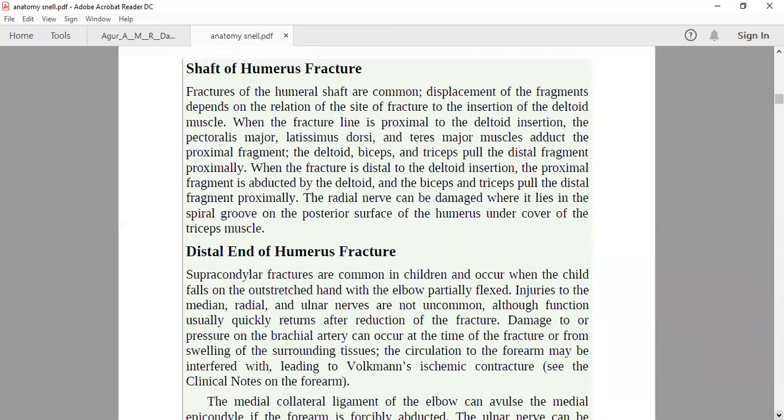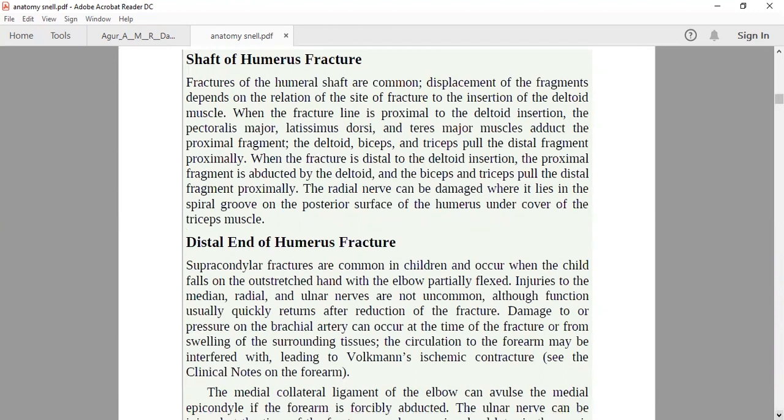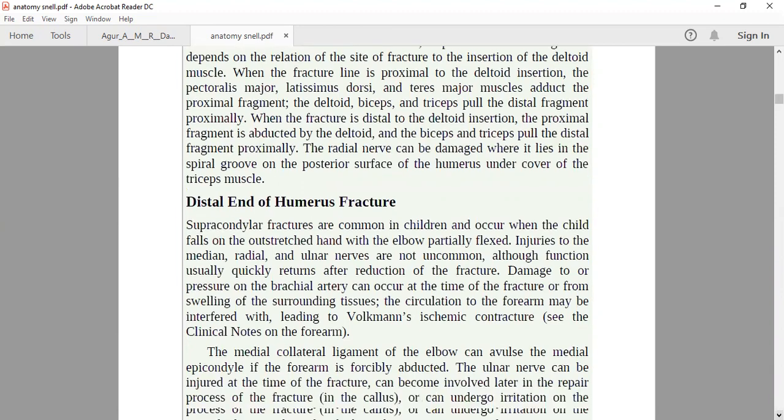When the fracture is distal to the deltoid insertion, the proximal fragment is abducted by the deltoid, and biceps and triceps pull the distal fragment proximally. The radial nerve can be damaged where it lies in the spiral groove on the posterior surface of the humerus under cover of the triceps muscle.